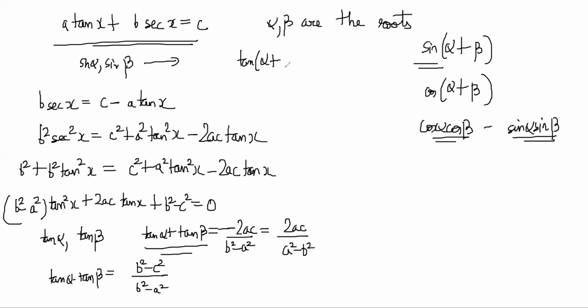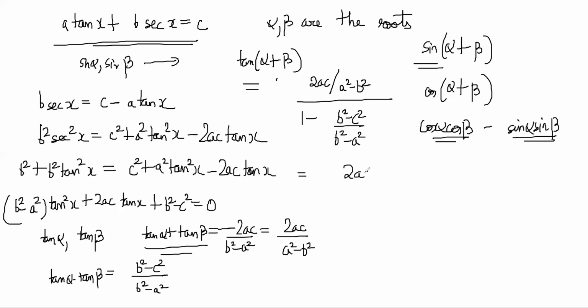So find tan(alpha plus beta) directly. The numerator is 2ac by a square minus b square, and the denominator is 1 minus this thing. So it becomes b square minus a square minus b square plus c square. The b square cancels, so it is c square minus a square.